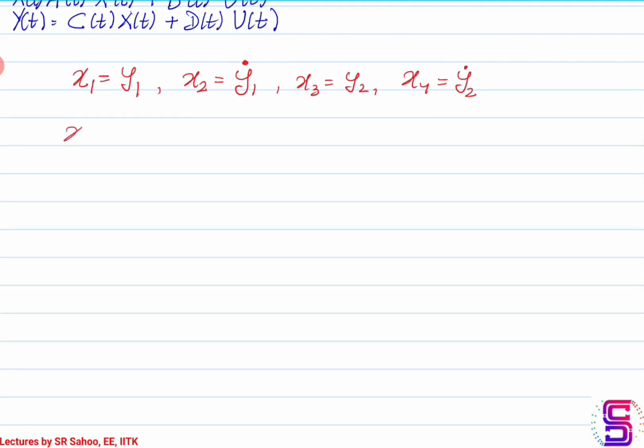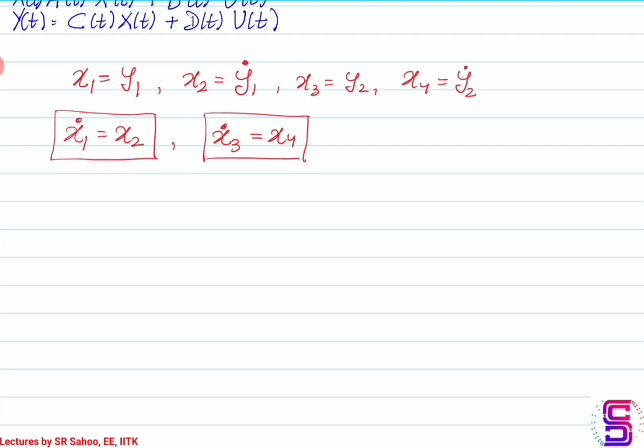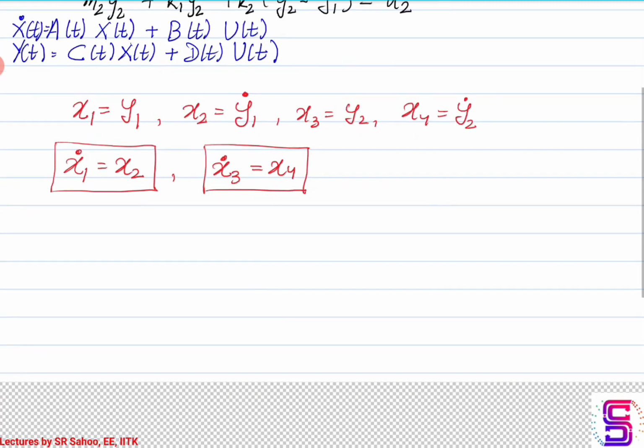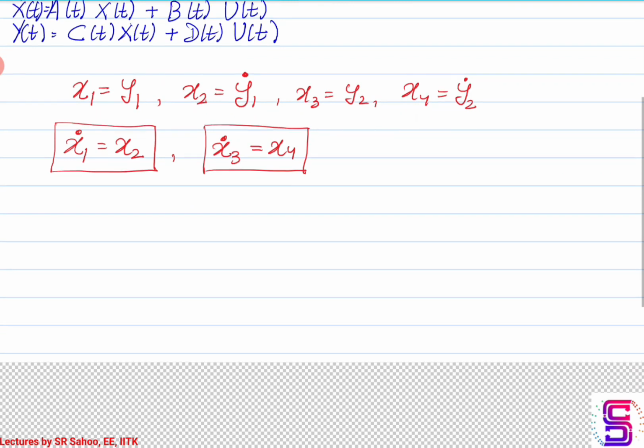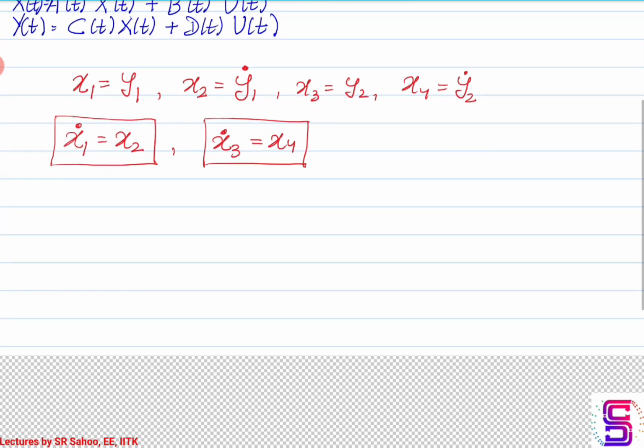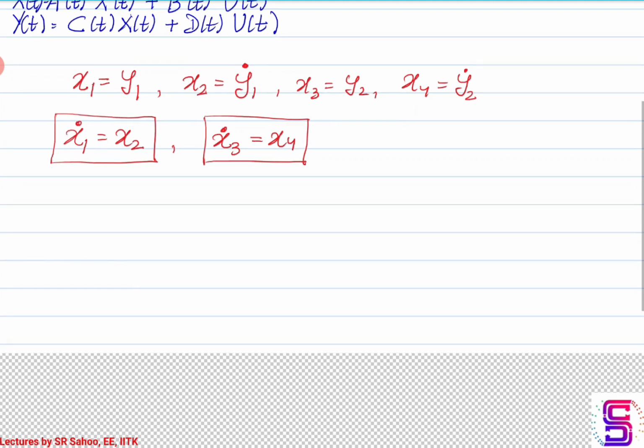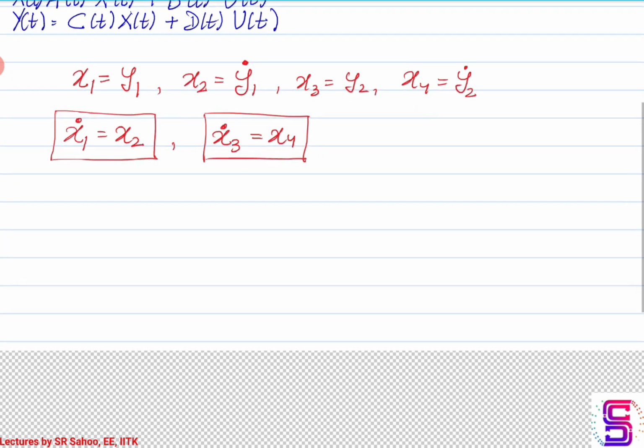So now we have x1 dot equal to x2, because y1 dot is nothing but x2, and we also have x3 dot equal to x4, because y2 dot is nothing but x4 from the choice of the state variables. So we have two equations right here. Now note that each of the differential equations that we have is a second order ordinary differential equation, which means I will have four first order differential equations in total to represent the system. So two are here.